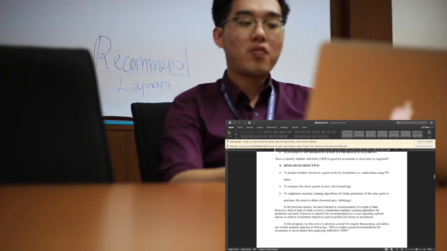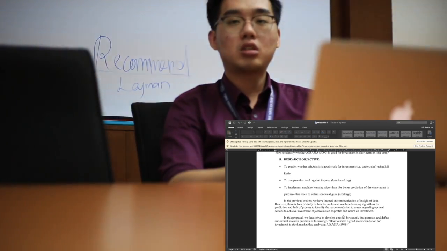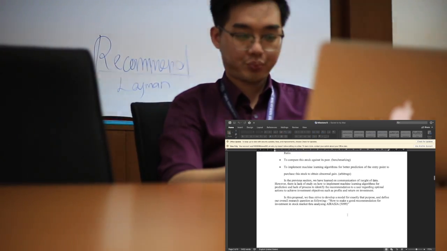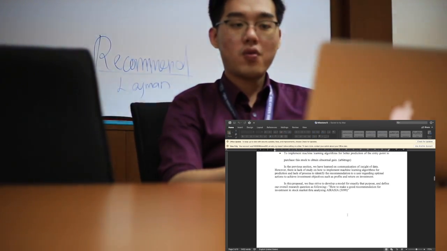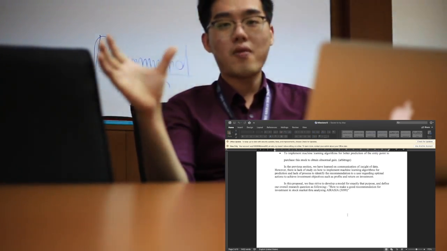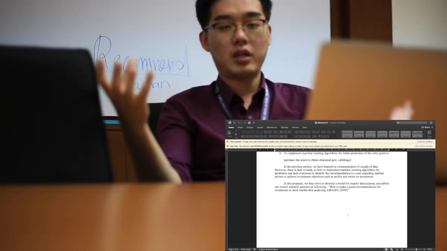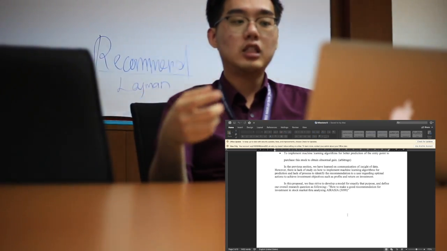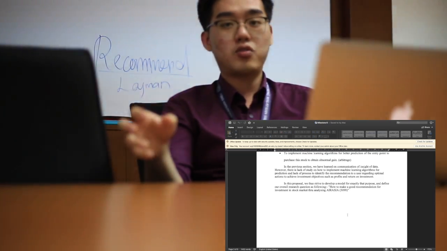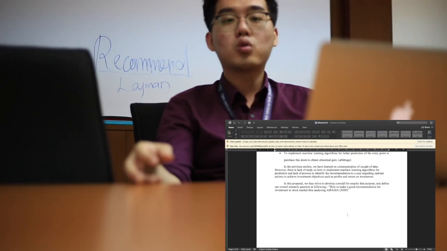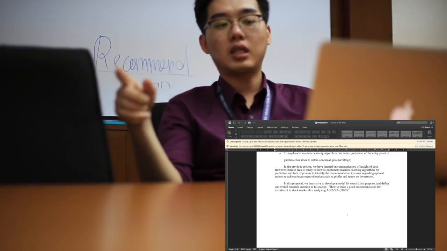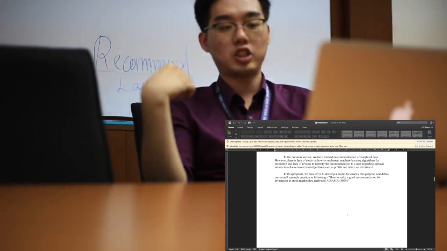So in the previous section we have learned about the decision tree and the linear regression to identify or predict the stock market value. And for this one, we try to implement a recommendation to a user regarding the optimal action to achieve our investment objective, which is to achieve higher profit and return on investment. Hence, in this proposal, we define the research title as how to make a good recommendation for investment in the stock market through analyzing AirAsia.